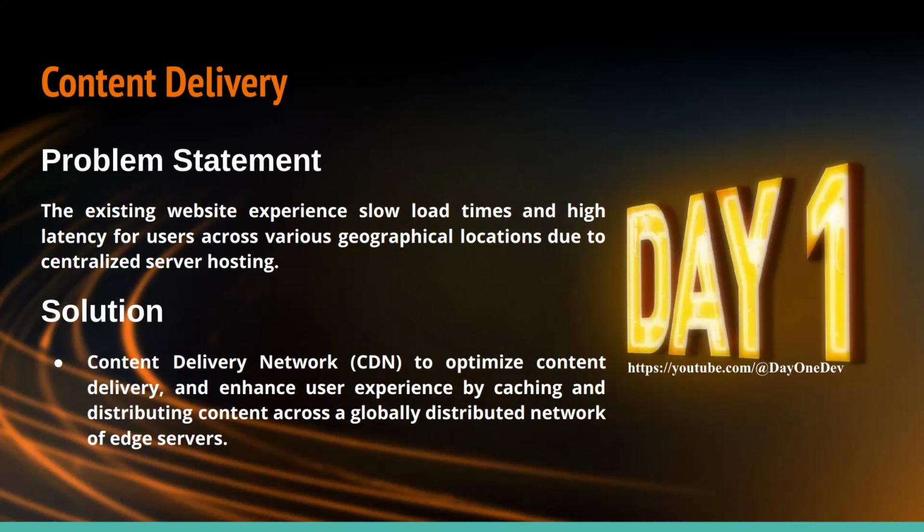A CDN stores copies of static content on its servers located in different geographic regions. When a user requests content, the CDN directs the request to the nearest edge server, reducing latency and load on the origin server. The edge server retrieves the requested content from its cache, or if it's not cached, fetches it from the origin server and delivers it to the user. So what I explained, let's go and see it in an architecture diagram here.